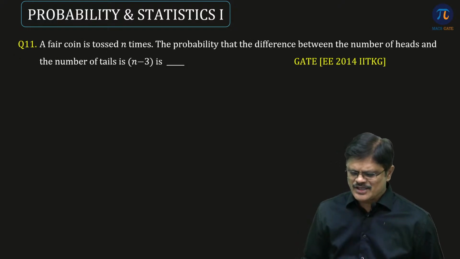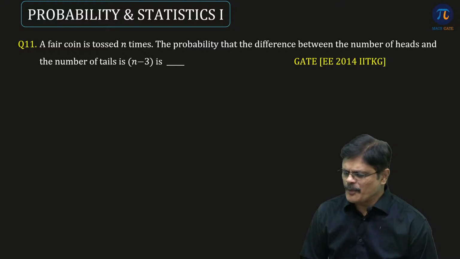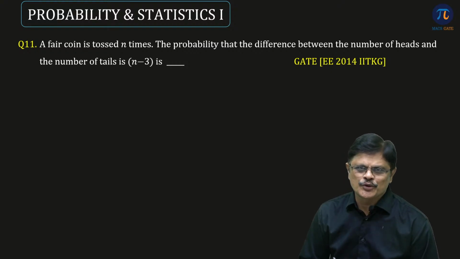Right. I asked one more question. A fair coin is tossed n times. What is the probability that the difference between number of heads and number of tails is n minus 3? So here I'll give you 2 methods.